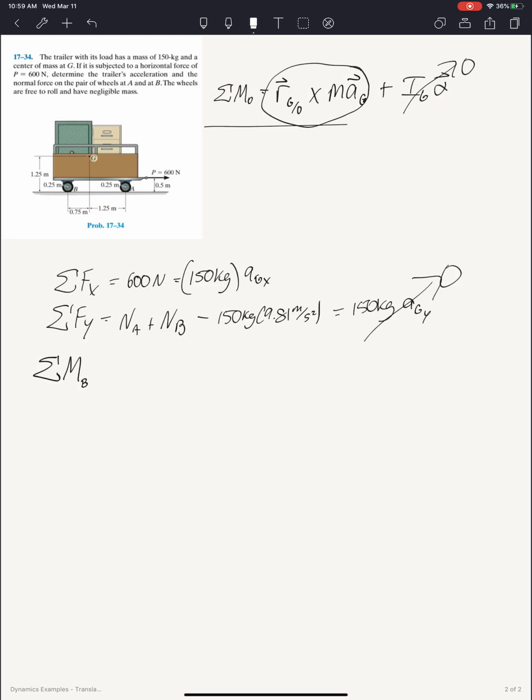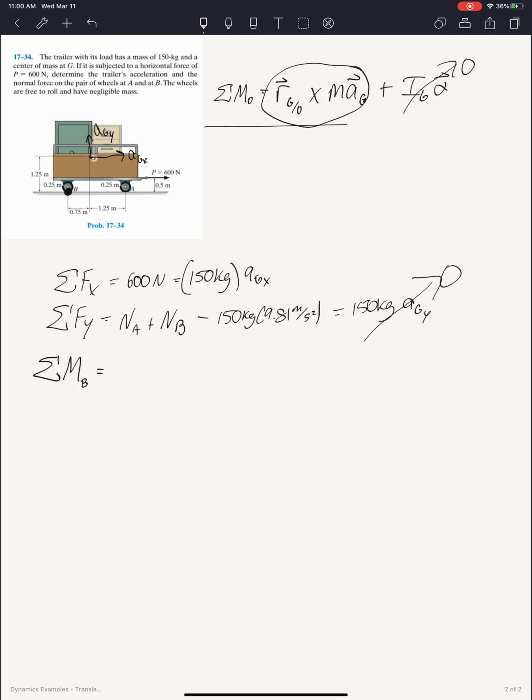I know that AG is accelerating to the right, so I'm going to draw a little arrow here, AGX, and I could also draw an AGY if I wanted to. I know it's 0, so I'm not too worried about it. And I'm going to think about the moment that acceleration creates about point B, which is this point at the bottom of the wheel.